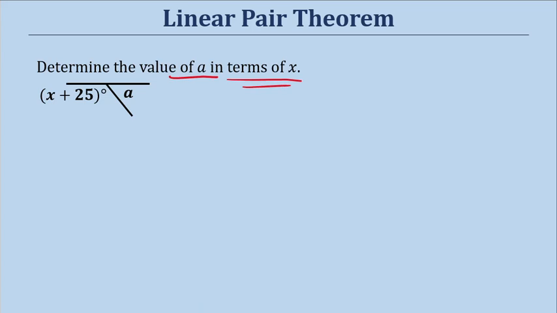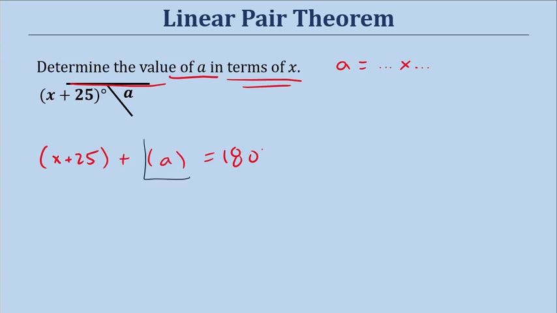Now what that means is our goal is to have a equals something x something. We're trying to figure out what a equals as an expression involving x. So to do that, we're going to do the same thing we've been doing. We're going to take the first angle plus the second angle equals 180, because together they form a line making a linear pair. So we have x plus 25 plus a equals 180.